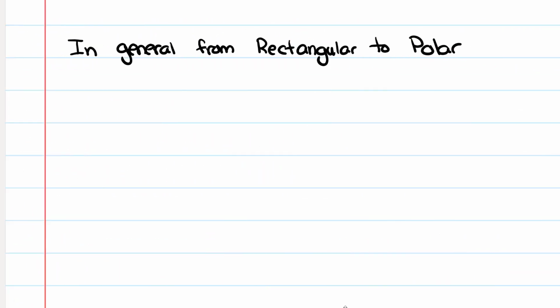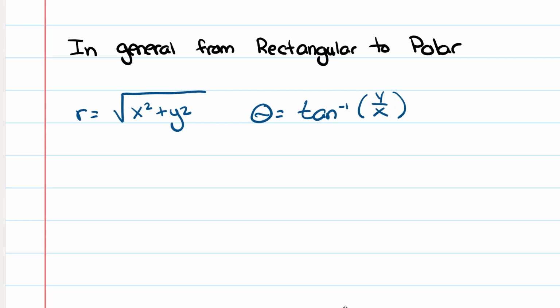In general, to go from rectangular to polar, we have two equations. r equals the square root of x squared plus y squared, and theta is equal to tangent inverse of y over x. These two equations will work every time when you're given an x and y coordinate.